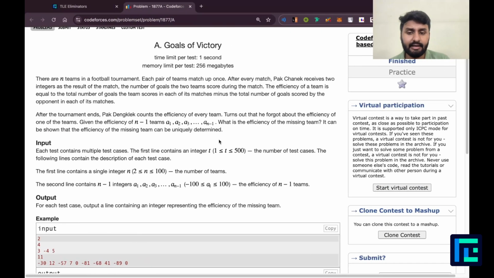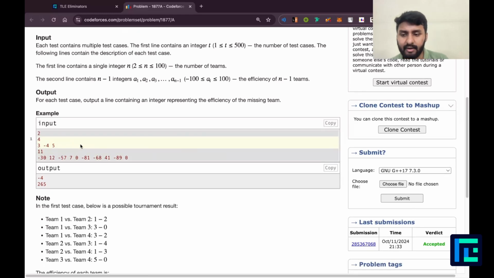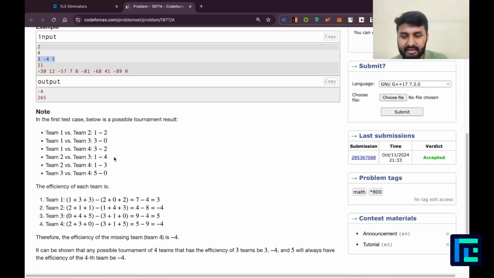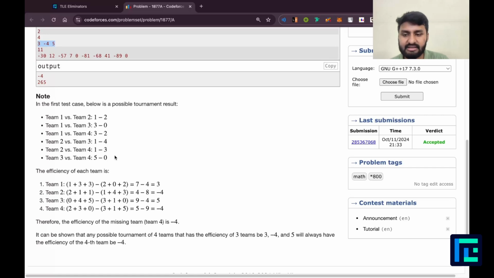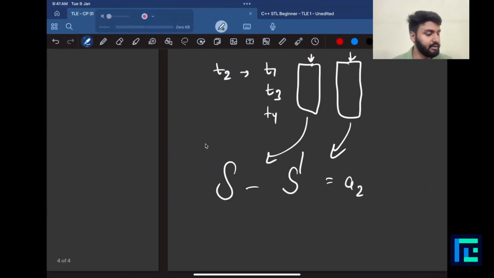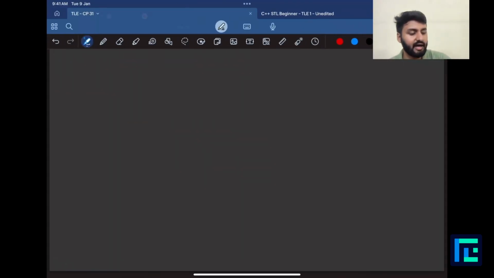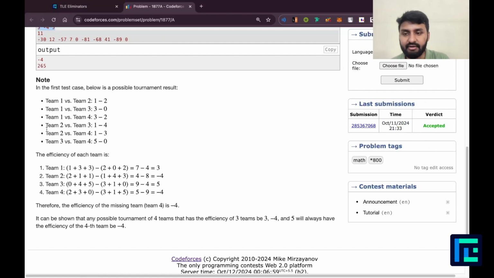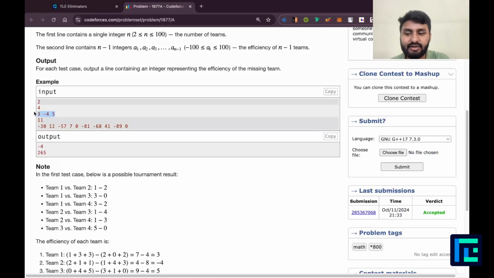Alright, great. Now let us look at one of the sample cases. Let's say I'll take up the first sample case, and they have given you a very good explanation over here. So I'll take up that example. Let's say the efficiencies are 3, -4 and 5. Alright, and then there is one missing efficiency because n was given as 4 to you. You can see in the problem, n is given as 4 over here, but there are actually 3 efficiencies only, 3, -4 and 5.